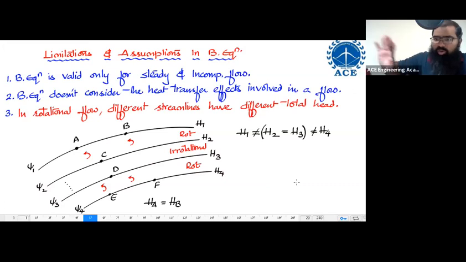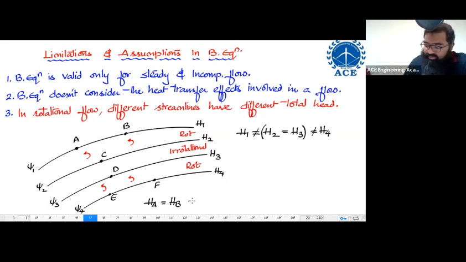I did not speak about losses till now. Forget about losses. Just think logically now. Can I write HA equal to HB? The answer is yes, because I'm moving along the streamline. Along the streamline, I don't have a problem. Across the streamline, I'm having a problem. Along the streamline, every time the Bernoulli equation is valid, it is fine.